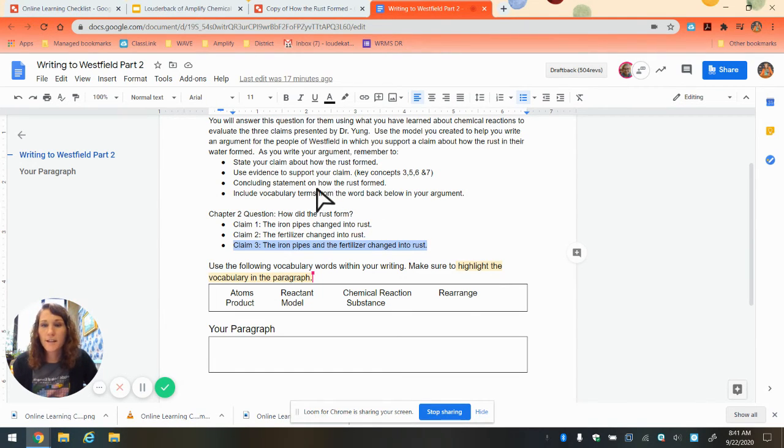Okay, the last thing I need to do is a concluding statement on how rust formed, and it's pretty straightforward. You just need to say that rust formed from a chemical reaction involving fertilizer and iron pipes rearranging their atoms. It's as simple as that. And then the last thing, as always, is to highlight the vocabulary words in your paragraph.